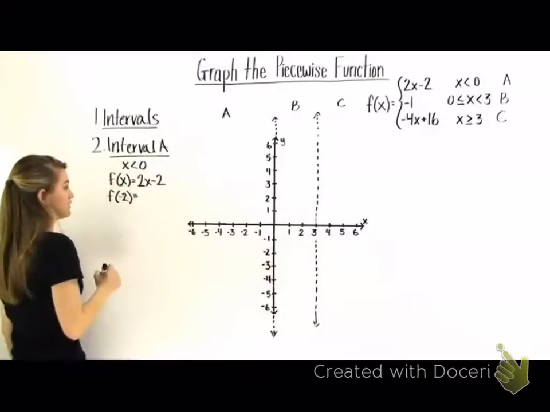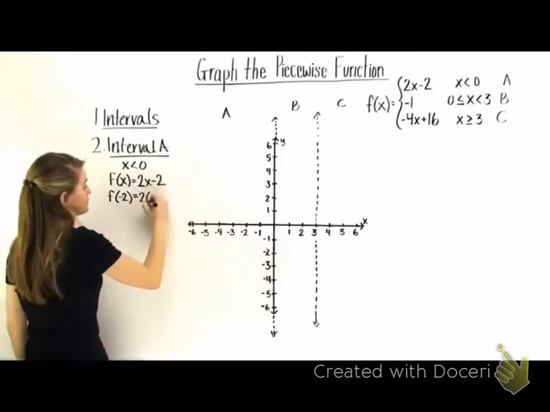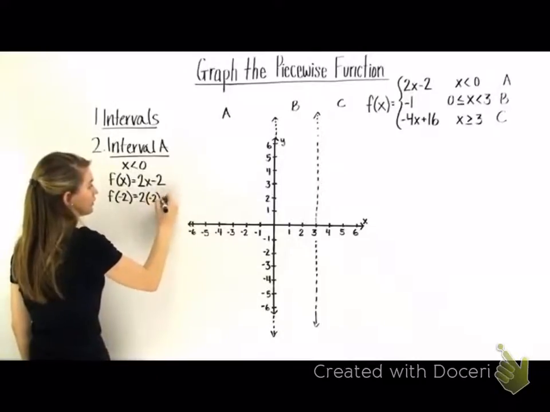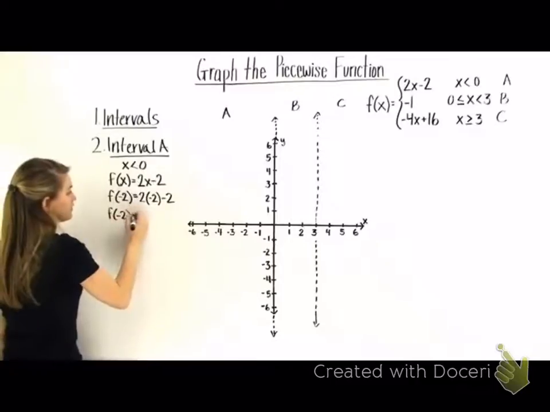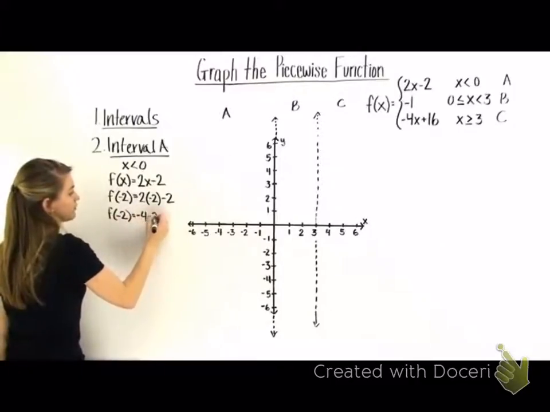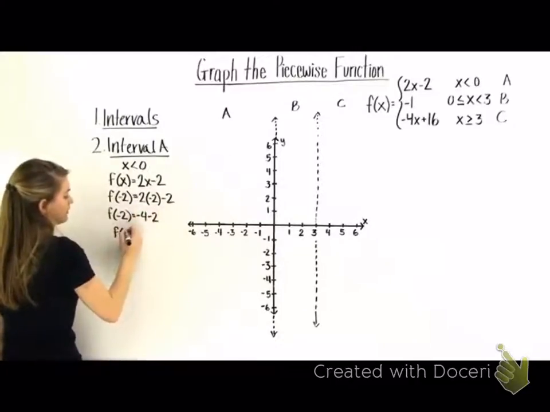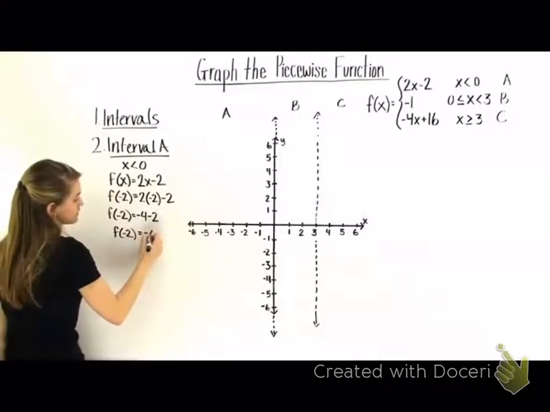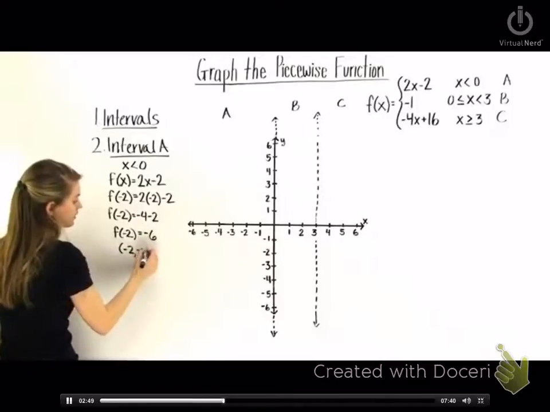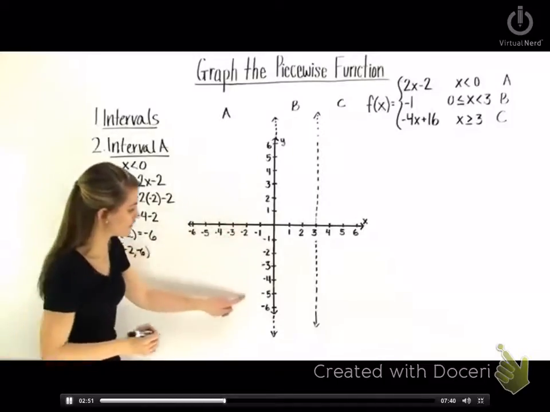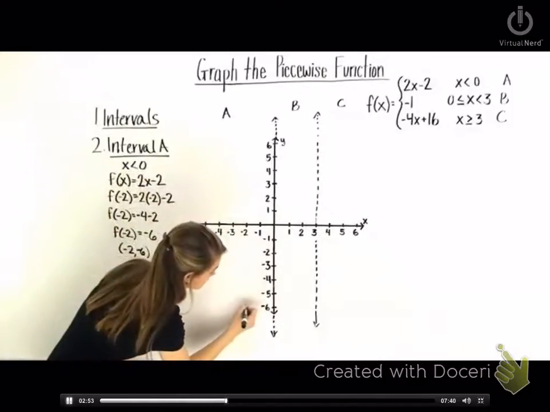If x is equal to negative 2, well then y is equal to 2 times negative 2 minus 2. So f of negative 2 then is equal to negative 4 minus 2. That means f of negative 2 is equal to negative 6. So we need to graph the point negative 2, comma, negative 6. Well, negative 2, negative 6 is the point right here.